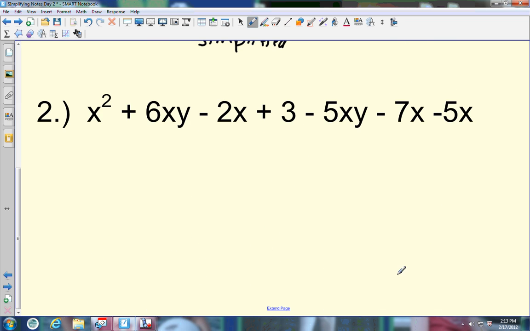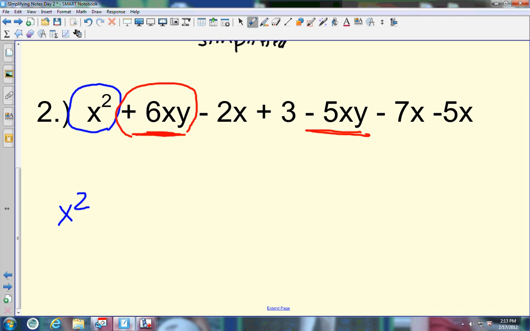All right, pause the video and see if you can do what I just did on number 1. First thing, I have x squared. I'm looking. There's no other x squared, so that's going to go right here as x squared. The next term I have is xy. There's another xy right here, and that's the only one. So I have 6xy minus 5xy. 6 minus 5 is positive 1xy.